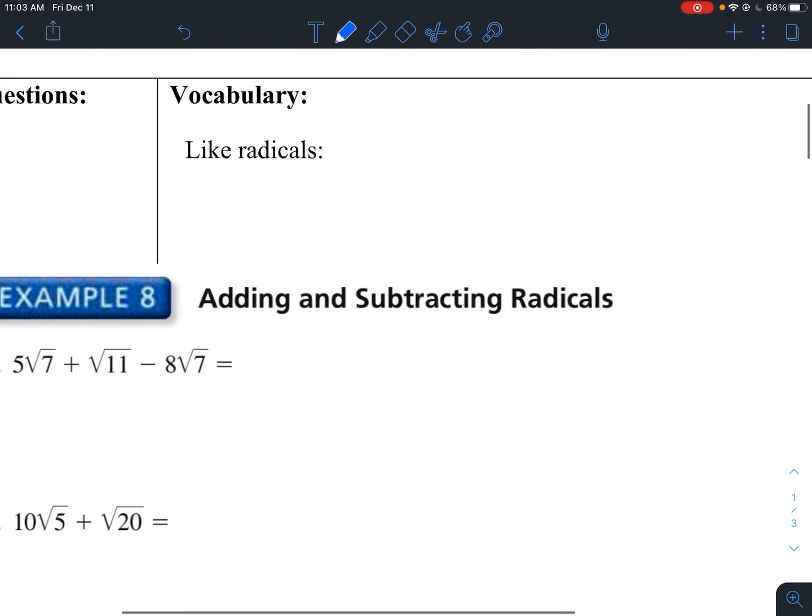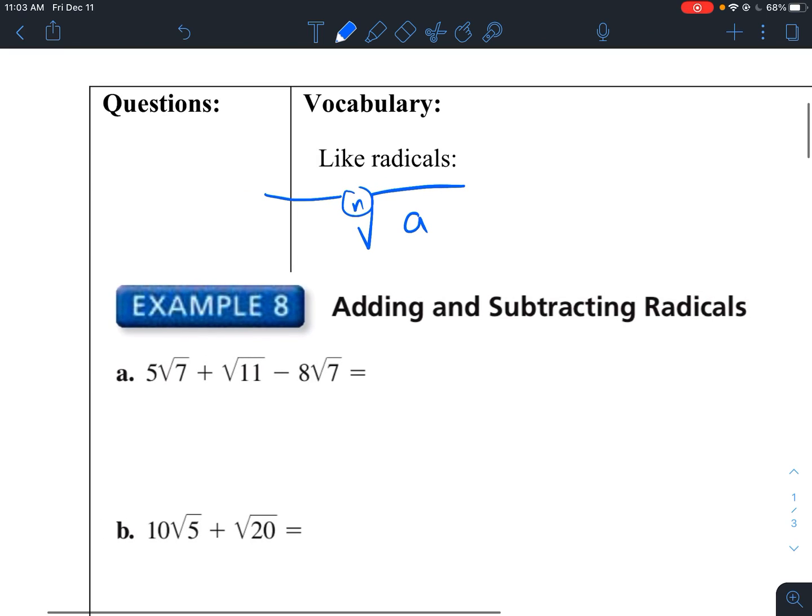So to add and subtract, you need to have what's called a like radical. To talk about what a like radical is, let's talk about the nth root of a. We know that this, which we talked about before, is called the index number. This right here is called the radicand, and this of course is the radical.